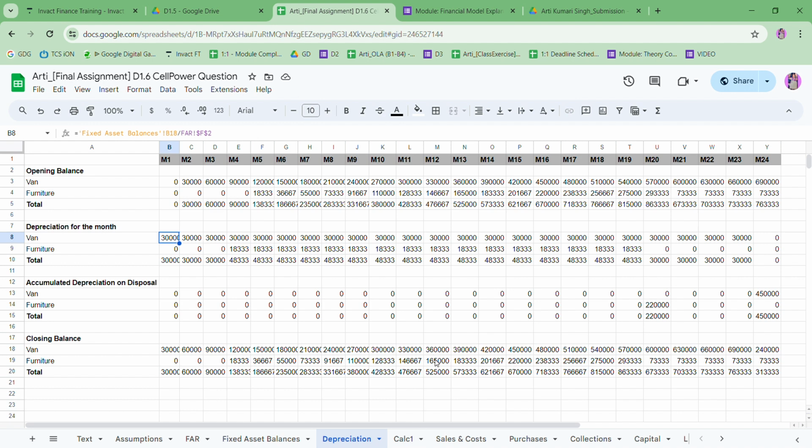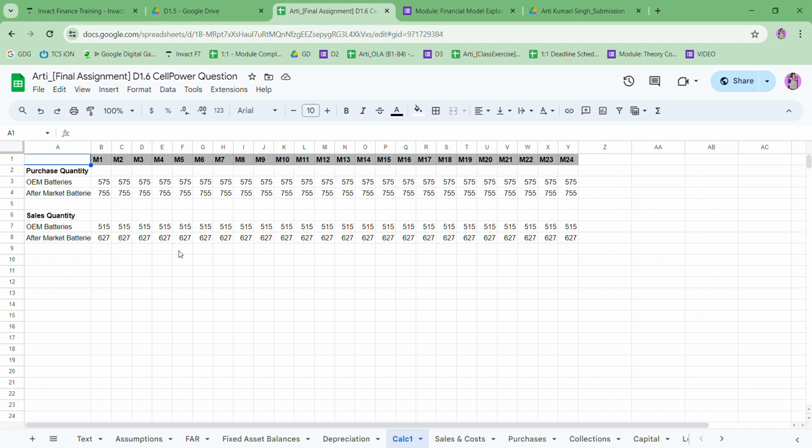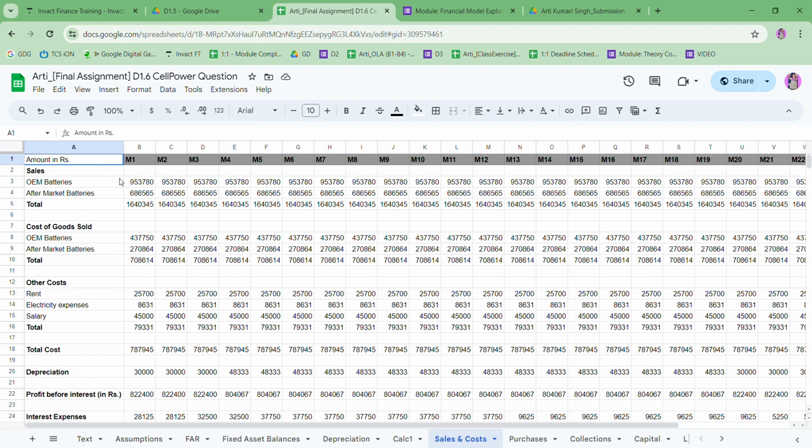Next we can see the calc 1 sheet, in which we have shown the purchase quantity and sales quantity of the respective product. For sales and cost, we have used the calc 1 information, and we have multiplied the sales quantity with the sales price by referencing the assumption sheet, so that we can get the sales in rupees. Cost of goods sold is calculated by sales quantity into cost.